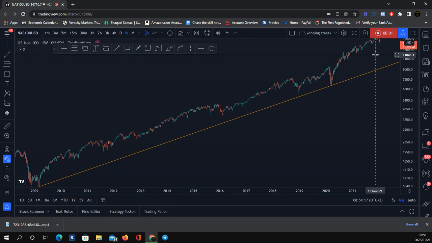Hey guys, back with another banger on trend lines. How do you identify trend lines? How do you trade trend lines? So I'm here, Shakil Samai, gonna share with you guys how to trade trend lines.